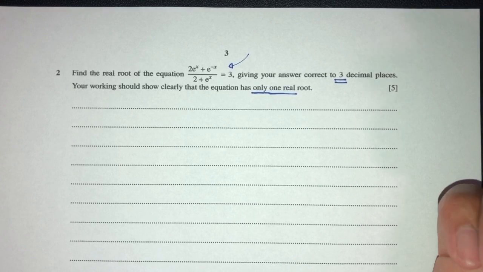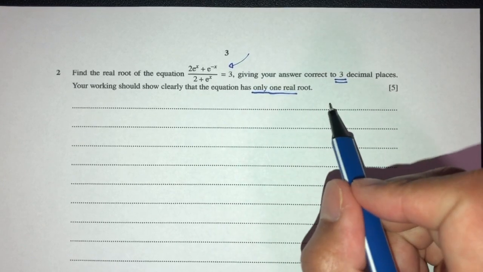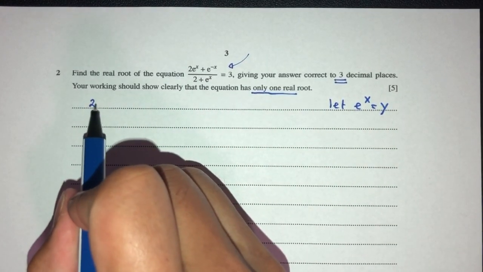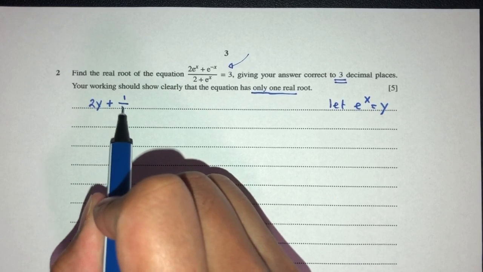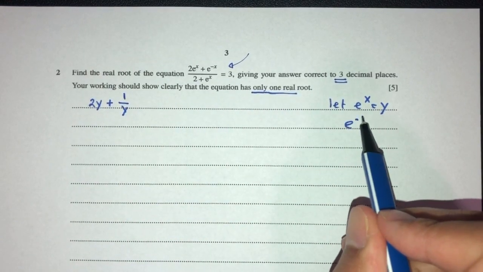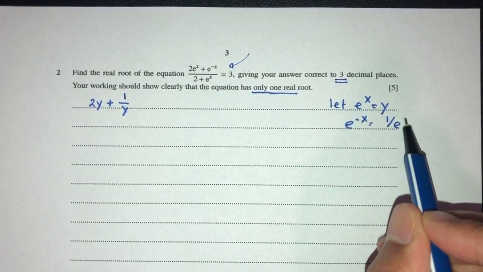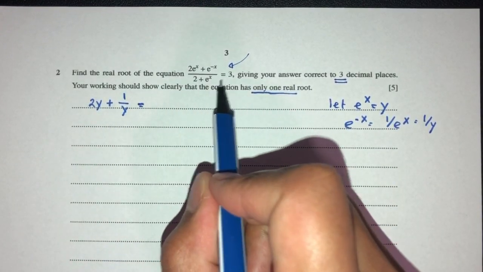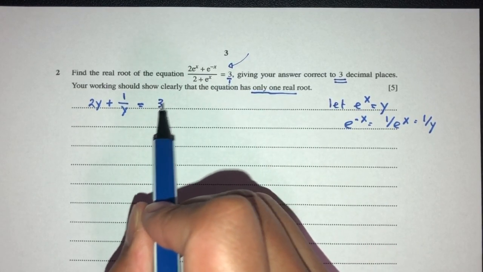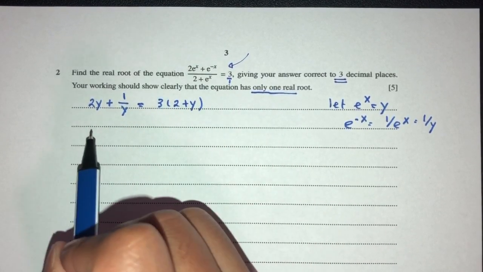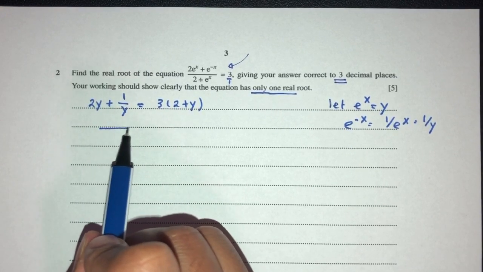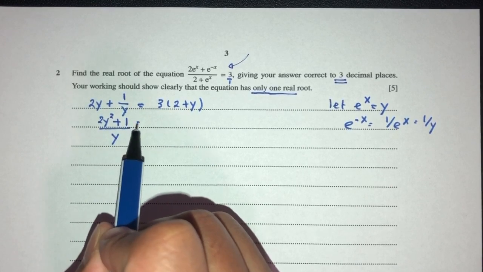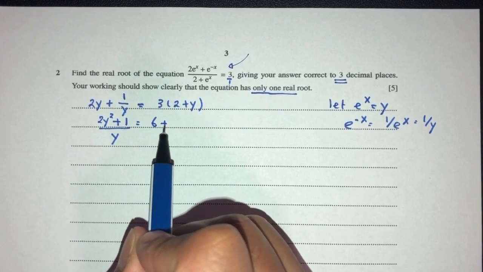So let's make our life a bit easier. For example, I can try to let this one equal to y to begin with. So you will have 2y. This should be 1 over y, because this is actually equal to 1 over exponential x, which is 1 over y. And then this will be the value. Of course, cross multiply. That will be 3 times 2 plus y. Now simplify, make them have the same base. You have the value of 2y squared plus 1 is equal to 6 plus 3y.